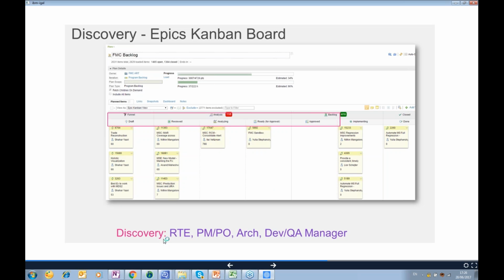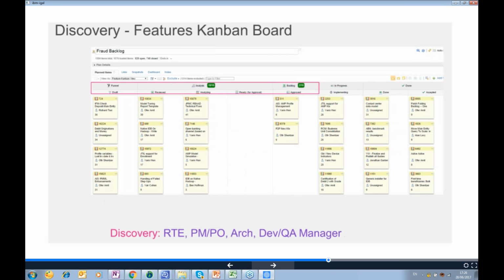As I said, the discovery is for the RTEs, product manager, PO, architect, and of course the dev and QA managers. You can see also the feature Kanban board here, at the level of the feature Kanban board. So it's another view.